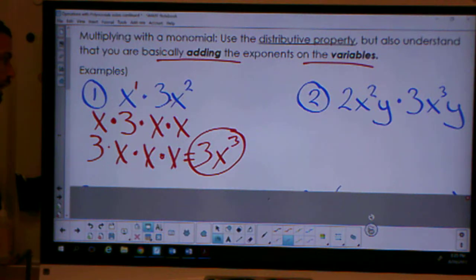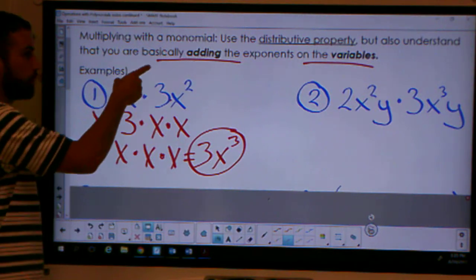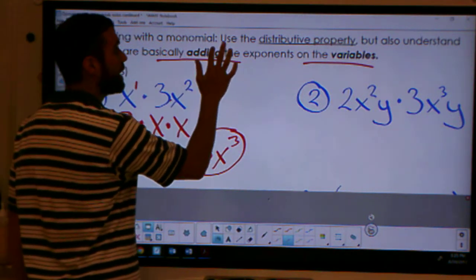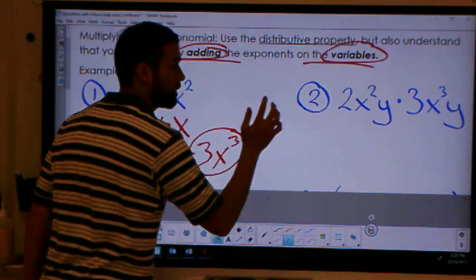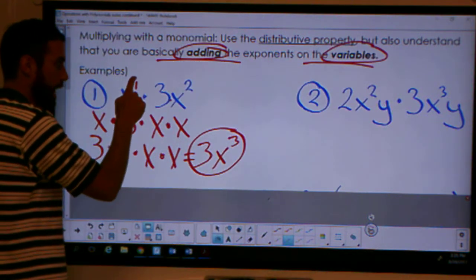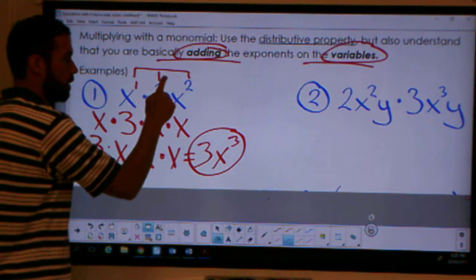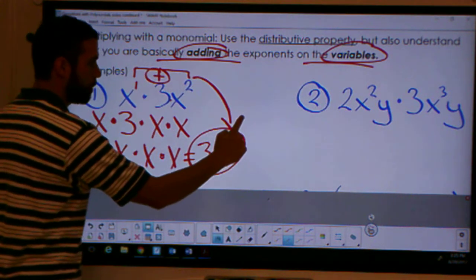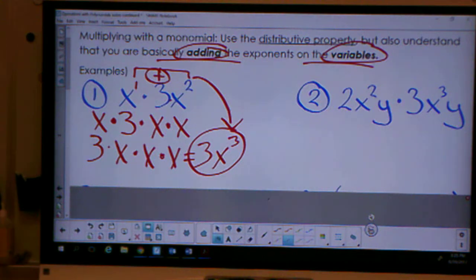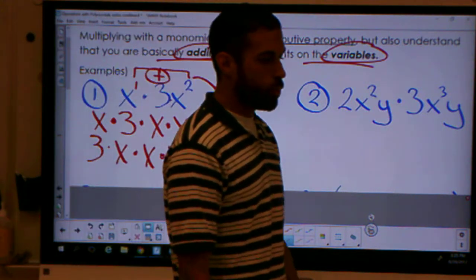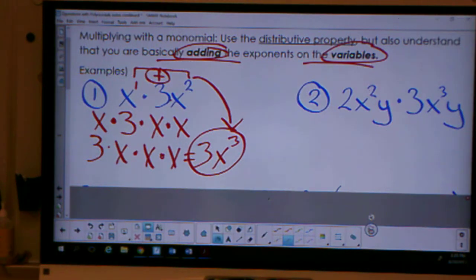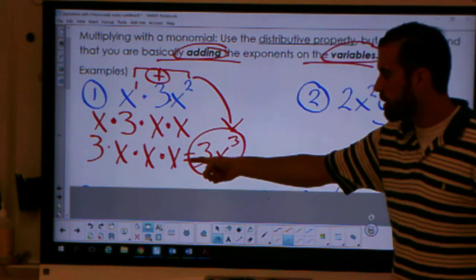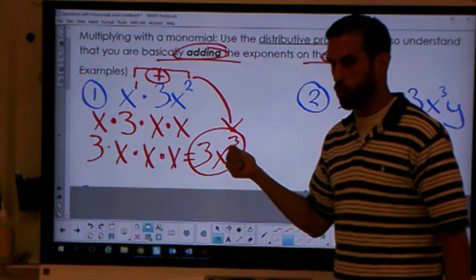But before you realize, oh, we're done now, go back to the notes. You are basically adding the exponents on the variable. The x had a 1. This other x had a 2. You are just adding those together. 1 plus 2 is 3. That's the basic idea. We will eventually get to the exponent chapter where you will have a better understanding why, but this is the main reason why this shortcut happens.